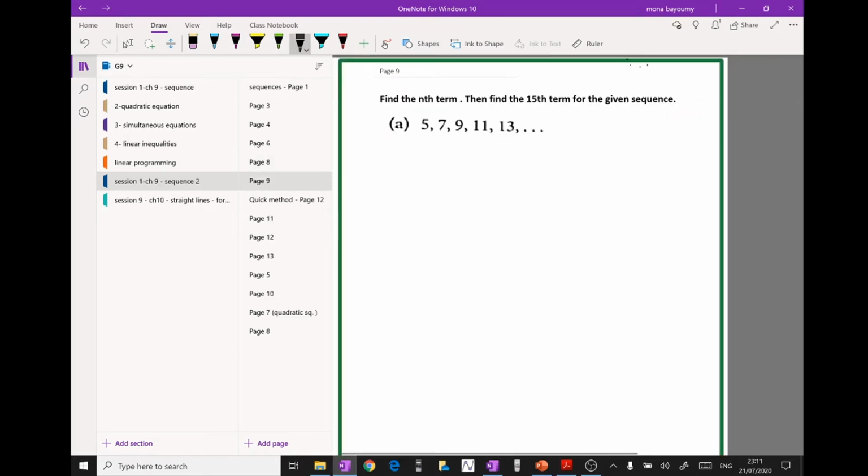Now find the nth term, then find the 15th term again, for the given sequence: 5, 7, 9, 11, 13. First of all, what do we have to find? The common difference, which is 7 minus 5, it is 2. 9 minus 7, also 2. 11 minus 9, 2. 13 minus 11, 2. So the common difference, which is d, equals 2. And what about the first term? The first term is 5. So a1 equals 5.